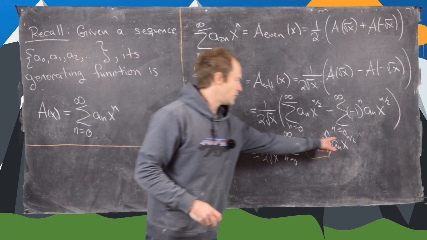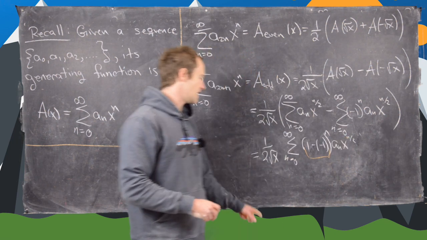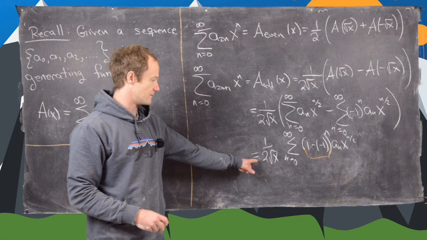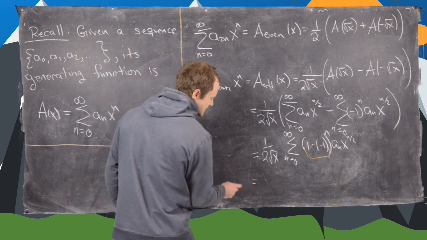And if you stick an odd term in this n, notice that you'll get an extra square root of x, which will cancel this thing in the bottom. So let's do all the details here.